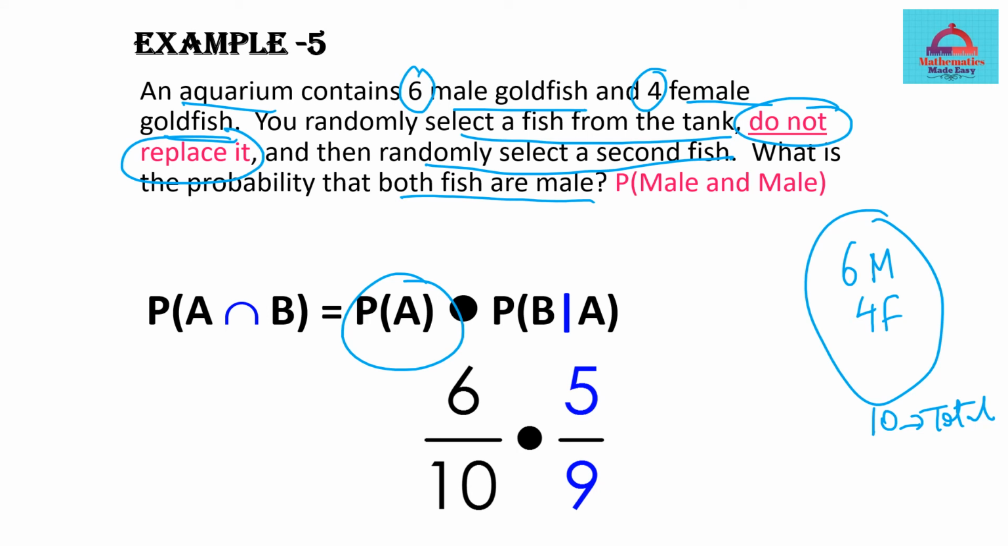Because you're not replacing back, the total sample space would reduce by 1. So it will be 9 fishes left after the first male fish has been drawn out. And then one male fish is already gone. So 6 minus 1 would give you 5. So 5 divided by 9 will be the conditional probability in the second draw. So just multiply them, simplify, and your final answer would be 1 over 3.